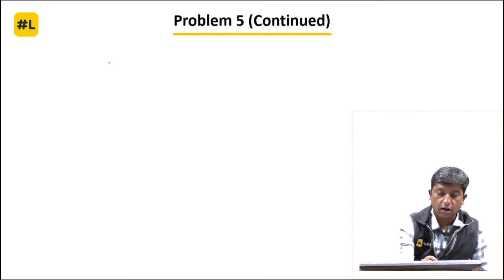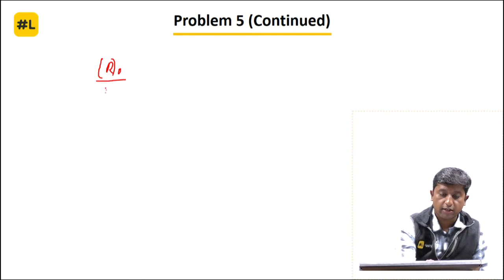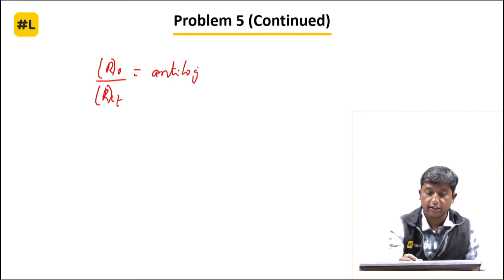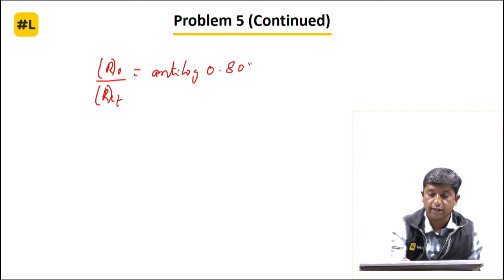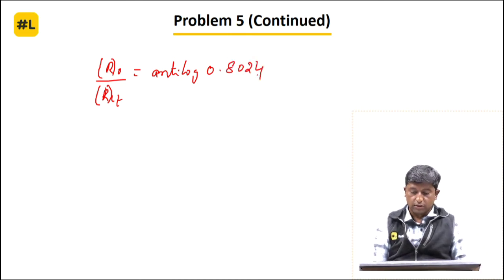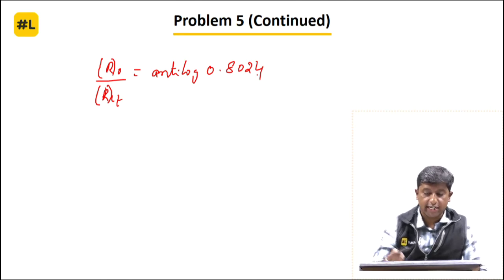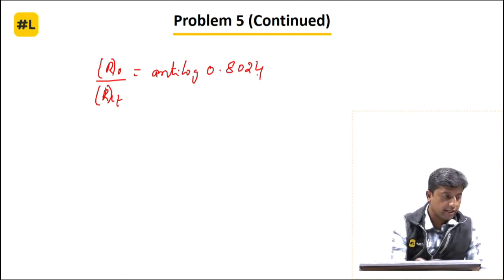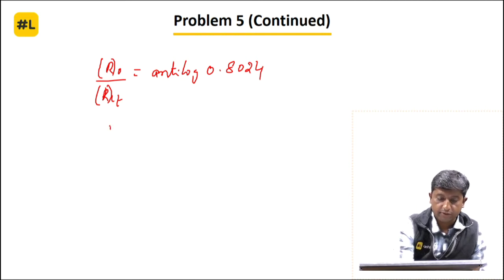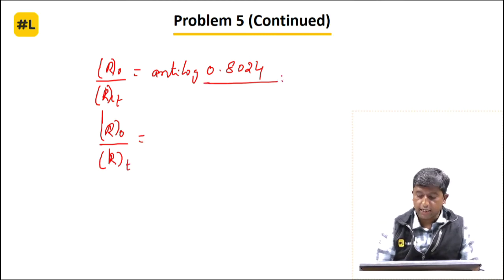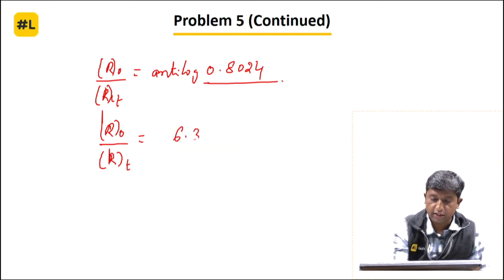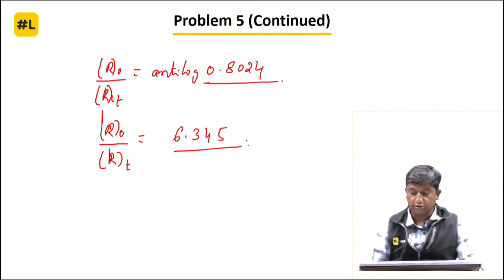So, again R naught by RT will be equal to antilog. You need to take the antilog of the value which you are going to get, antilog of 0.8024, students. If you have log books with you, you can easily calculate here. So, R naught by RT will be equal to antilog of 0.8024, which is 6.345. This is the antilog value which I have written.